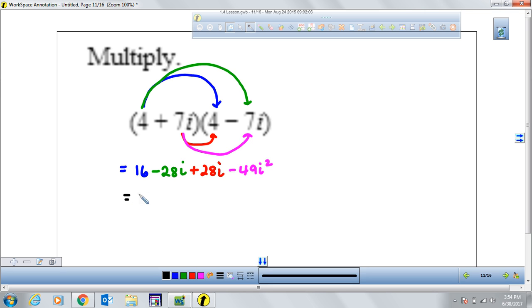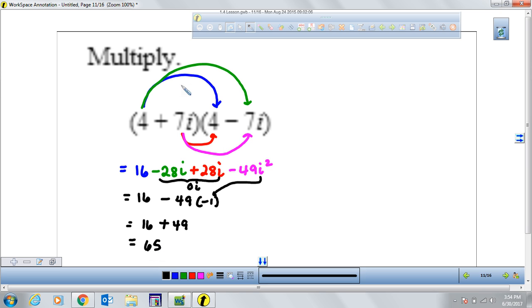Then when we combine like terms, negative 28i plus 28i is 0i, so we don't need to put that. Okay? So the only thing missing is the minus 49, but remember that the i squared is going to be replaced with a negative 1. So that is going to give us 16 plus 49, and that can be combined into a 65.